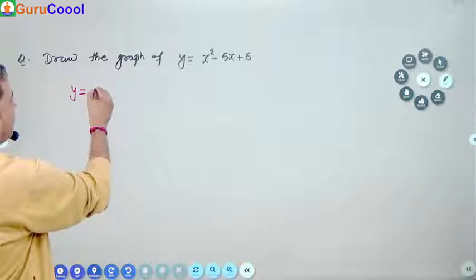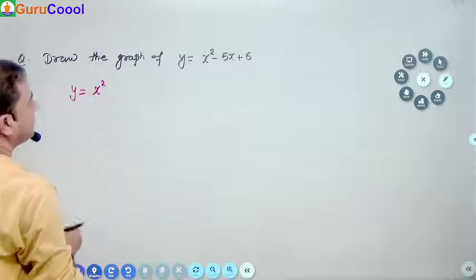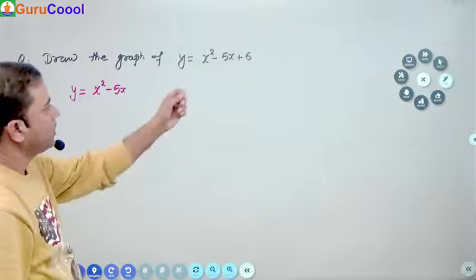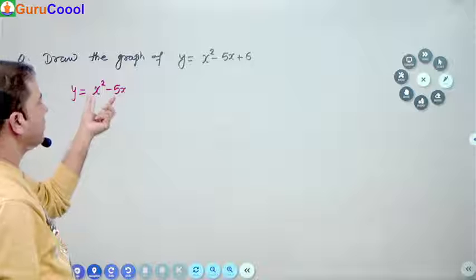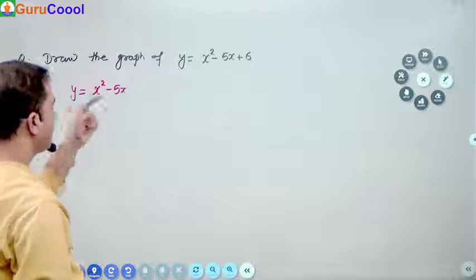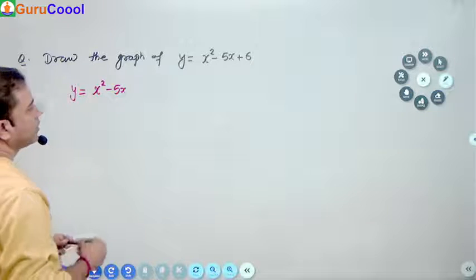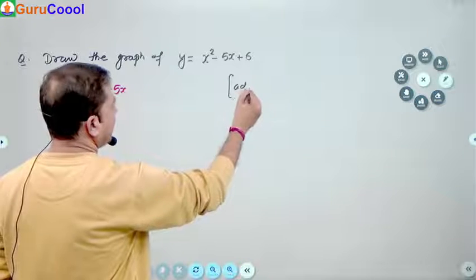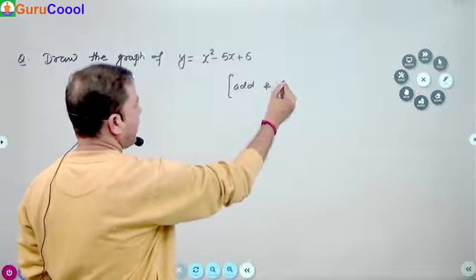Y is equal to x square minus 5x. What you need to do is take both x terms together and then carefully see. You have to add and subtract.